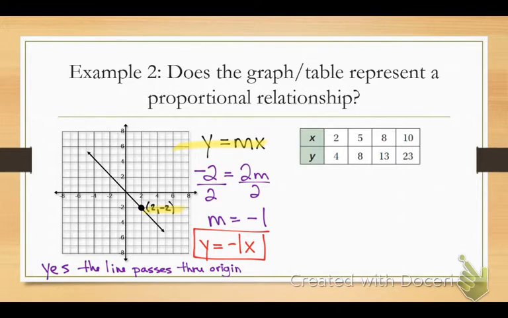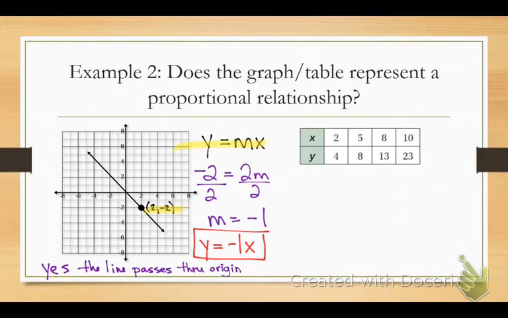All right? You couldn't choose (0, 0). If you chose (0, 0), what number times 0 would equal 0? You wouldn't be able to figure out m. That's actually a great question. You wouldn't have known it was negative 1 because 0 times anything would be 0. So you do have to pick a different ordered pair.